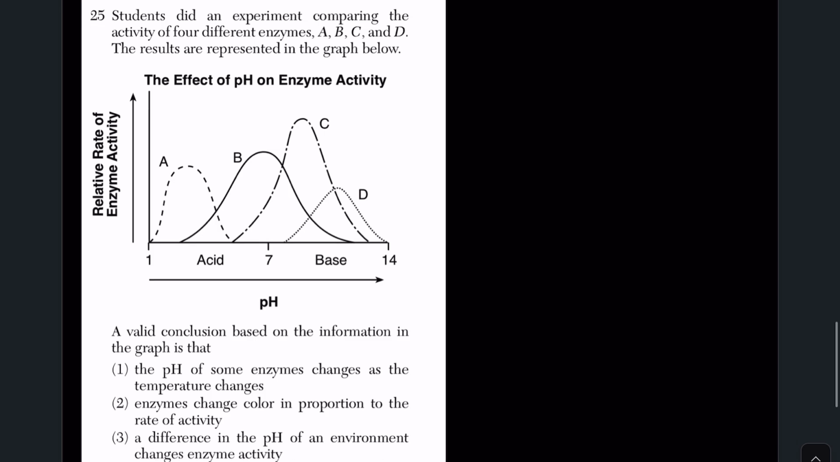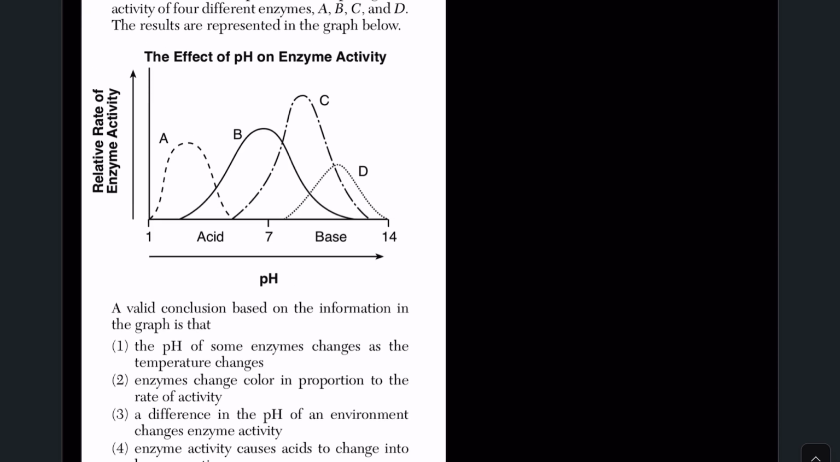Okay, our next question. Number 25. Students did an experiment comparing the activities of 4 different enzymes, A, B, C, and D. The results are represented in the graph below, and we see a graph of pH and relative rate of enzyme activity. A valid conclusion based on the information in the graph is, and then first is that the pH of some enzymes change as the temperature changes. So this one would likely not be our answer because we don't see anything about temperature anywhere in the graph. It's just kind of thrown in randomly, which isn't our answer.